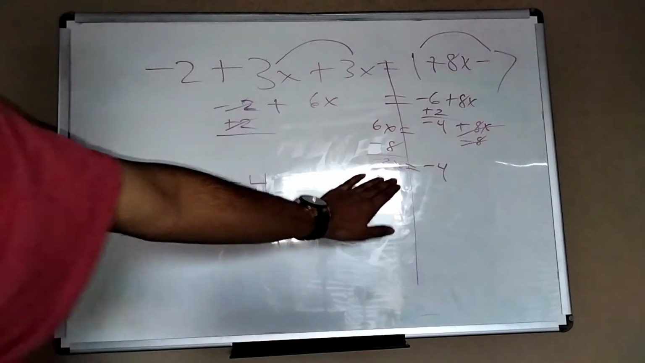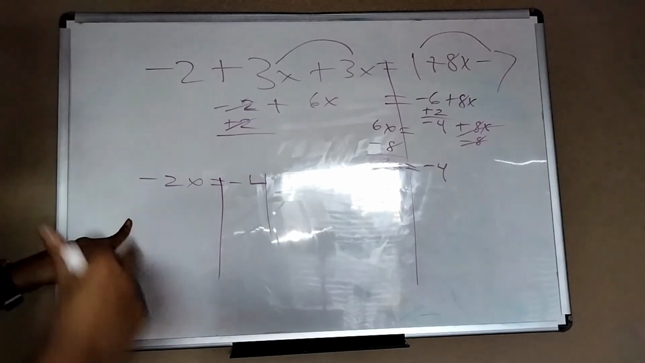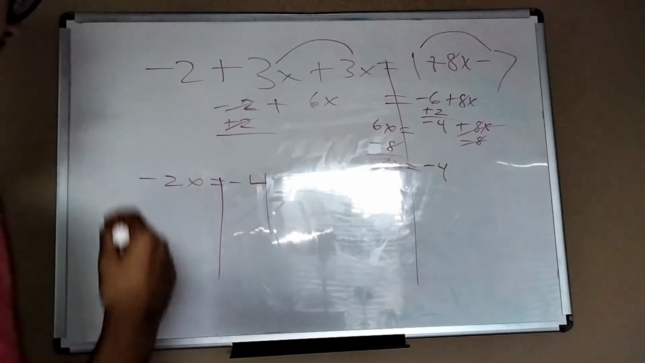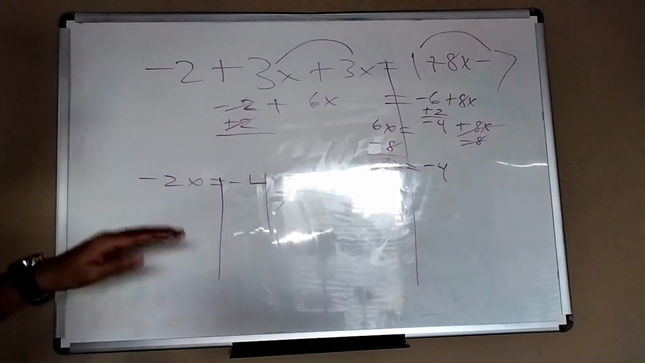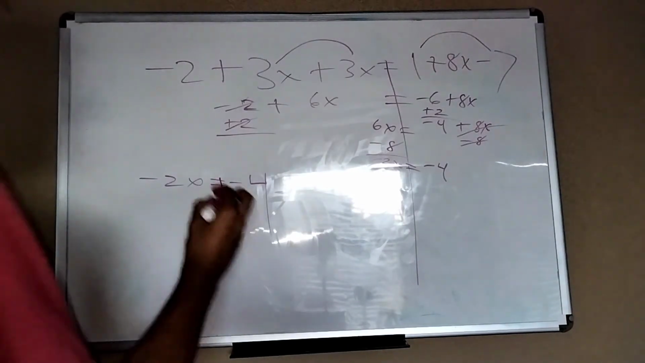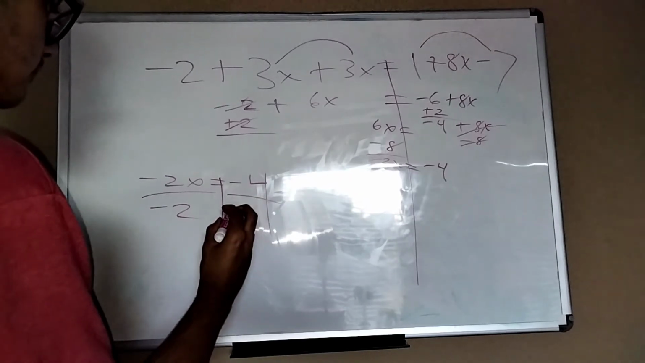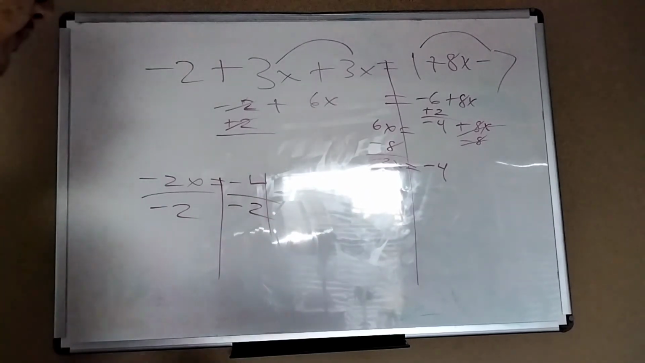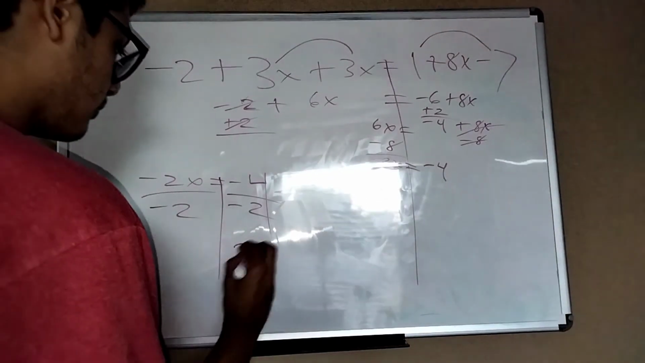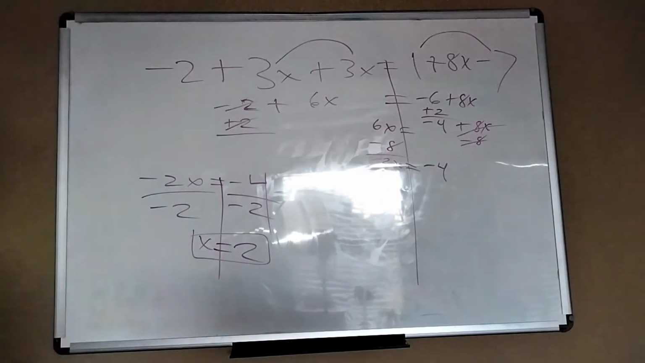Alright, since there's kind of glare here, I just kind of rewrote it here. So what you want to do now is divide. You want to divide by the coefficient, so you divide negative 4 by negative 2, and that gives you positive 2. And that is your answer.